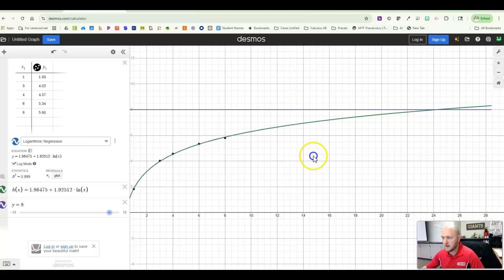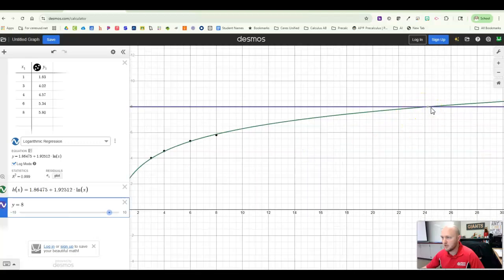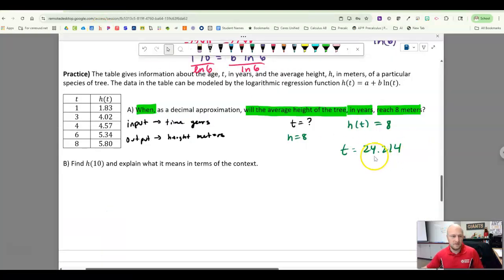and I'm going to have to zoom out a little bit and check it out. Bingo, there it is. So that value, t equals 24.214. Okay, all right, there you go. That's when.